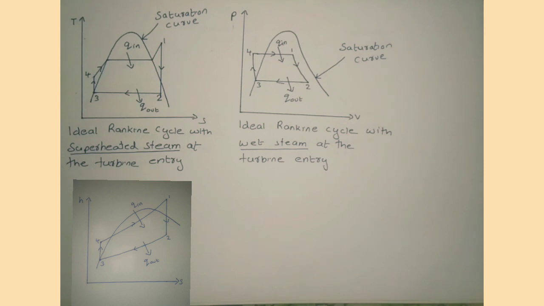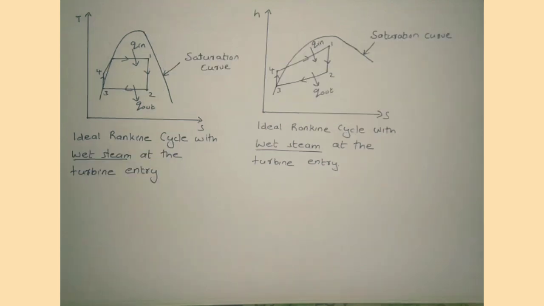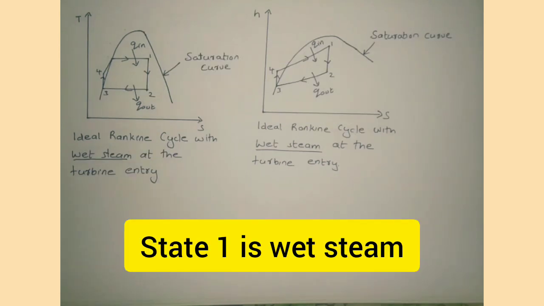Look at the next figure. In this PV diagram, the condition of steam at the turbine entry, that is state 1, is wet. That is, state 1 is wet steam. Therefore, this is the PV diagram for the ideal Rankine cycle with wet steam at the turbine entry. Okay, here the TS and HS diagrams for the ideal Rankine cycle with wet steam at the turbine entry are also shown.